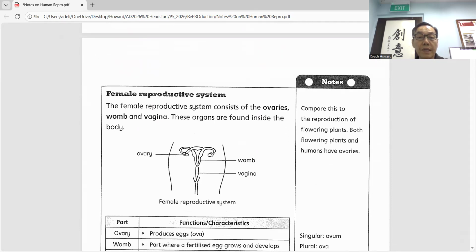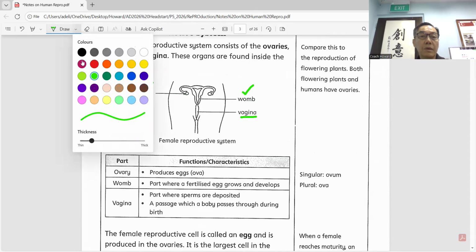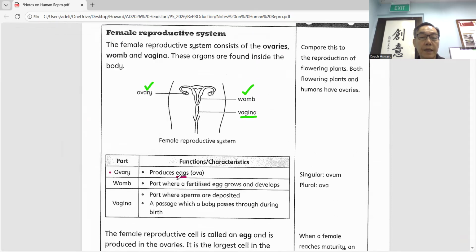You have the ovary, you have the womb, also called uterus sometimes, uterus in the US syllabus, and the vagina, this part. So again, these are the functions you need to know. The ovary is to produce egg. Okay, the egg. The womb is the part where the fertilized egg grow and develops.